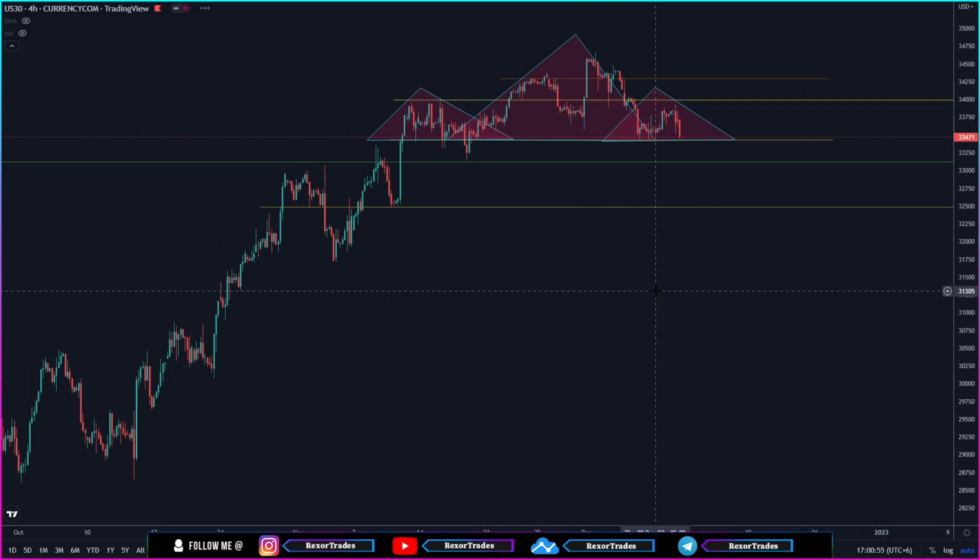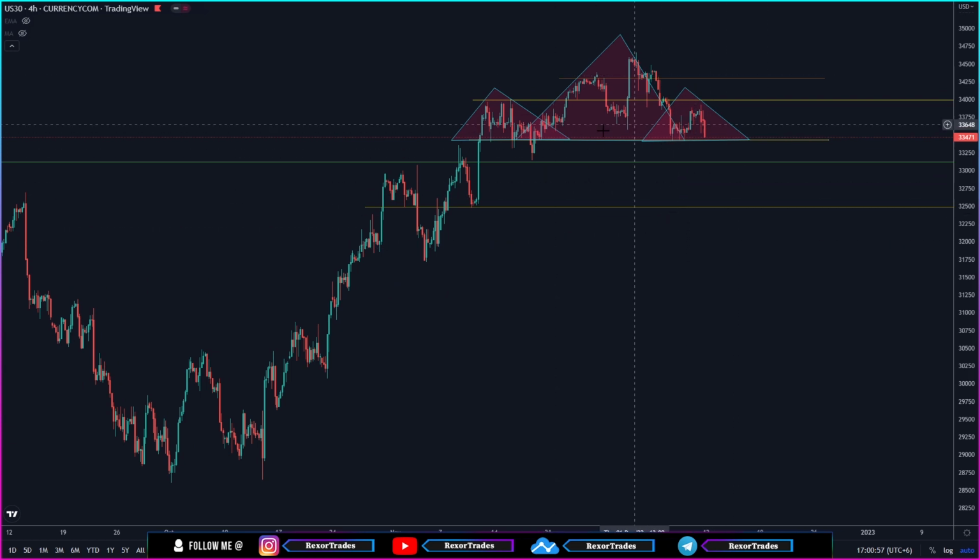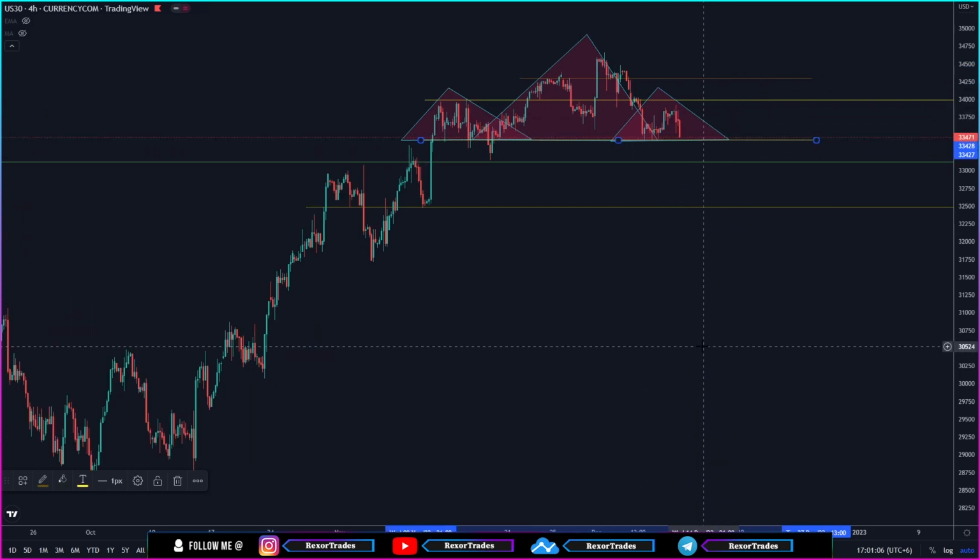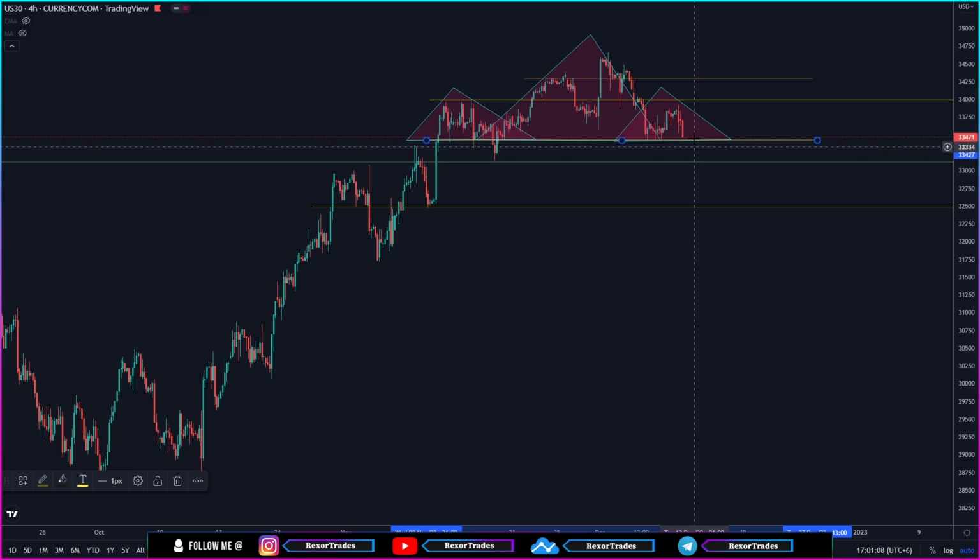So in the upcoming week, if you see US30 continuing to respect this key zone or this key level as its resistance without closing above it, and breaking and closing below this key zone on a shorter time frame like a 30 minutes time frame, then we can expect US30 to continue pushing down towards this key level over here.